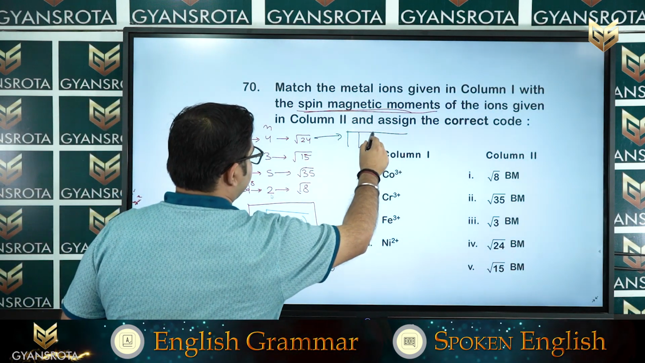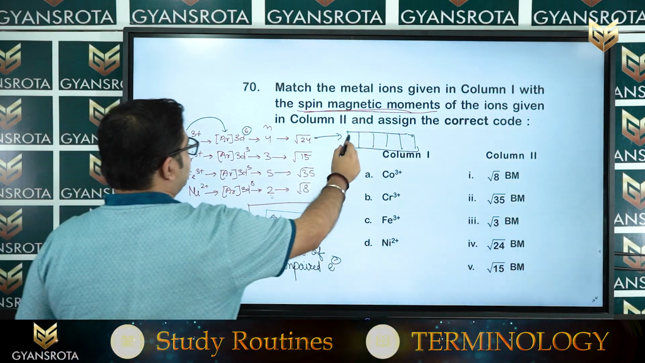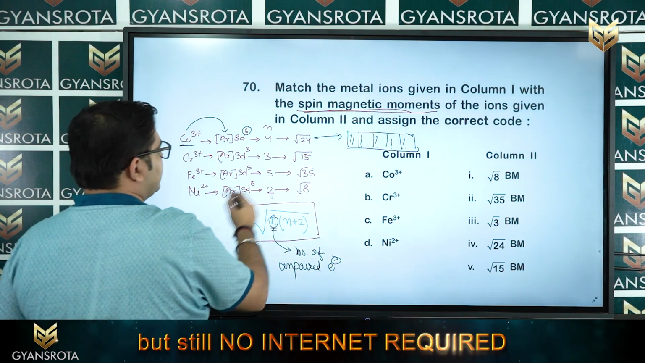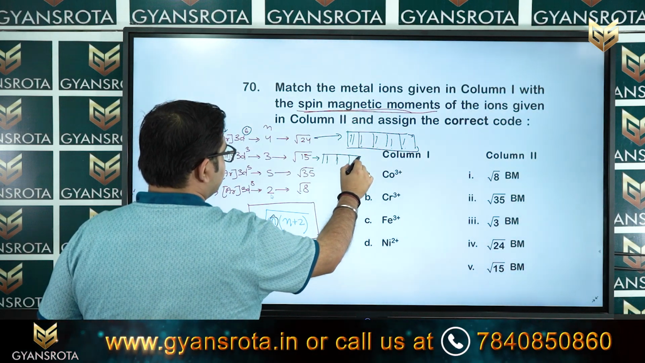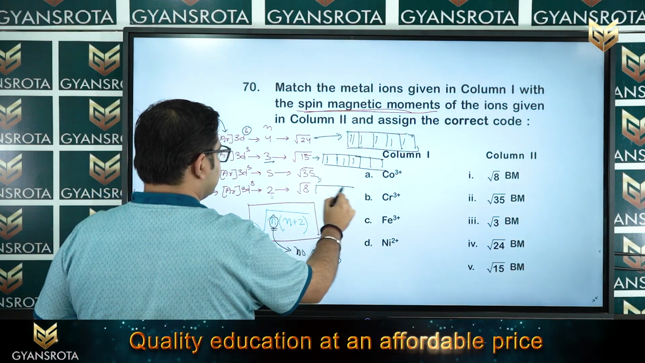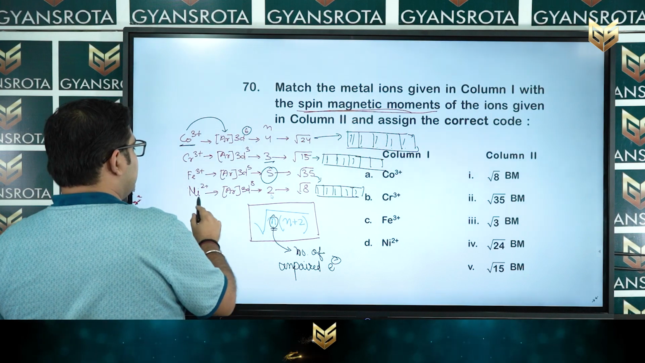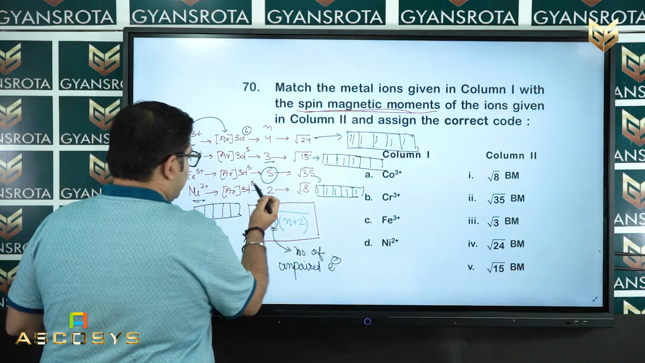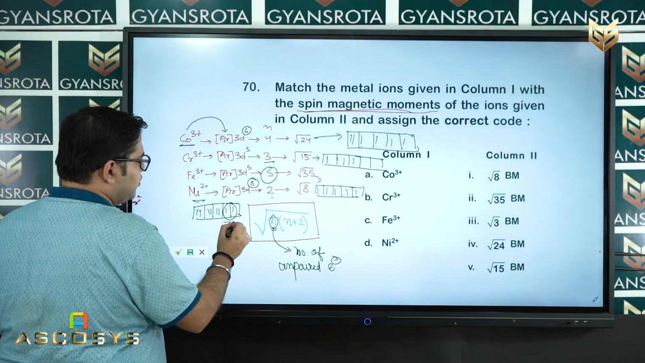The d orbitals have 5 sub-shells: 1, 2, 3, 4 and 5. So, see, there will be 6 d electrons: 1, 2, 3, 4, 5 and 6. So, how many unpaired? 1, 2, 3, 4. So, 4 unpaired electrons will be there. Similarly, for the next one it comes as 1, 2, 3, 4 and 5, so 1, 2 and 3: 3 unpaired electrons. For this one, 1, 2, 3, 4 and 5: 5 unpaired electrons. For nickel, 8 electrons will be there: 1, 2, 3, 4, 5, 6, 7 and 8. So, how many are left out? 2. So, 2 unpaired electrons.